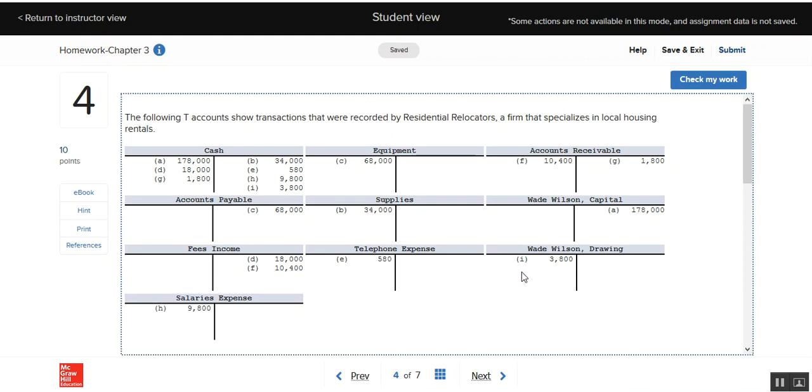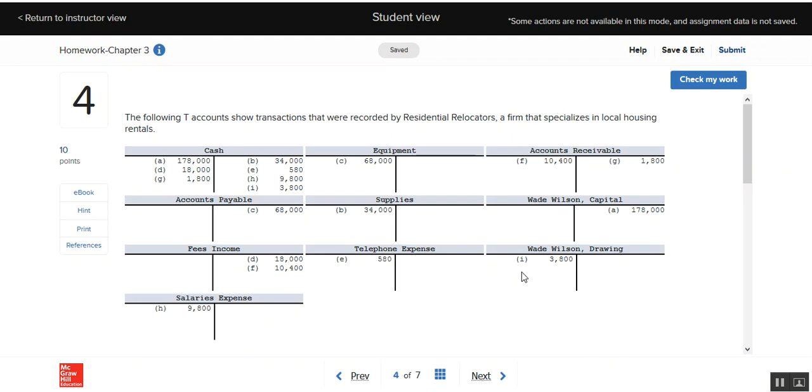It says, the following T accounts show transactions that were recorded by Residential Relocators, a firm that specializes in local housing rentals. So you'll see that there are account names, and the T accounts are below them, and they're T accounts because they look like a T. So here's cash. We've got some amounts on the left and some amounts on the right. And we have several other accounts.